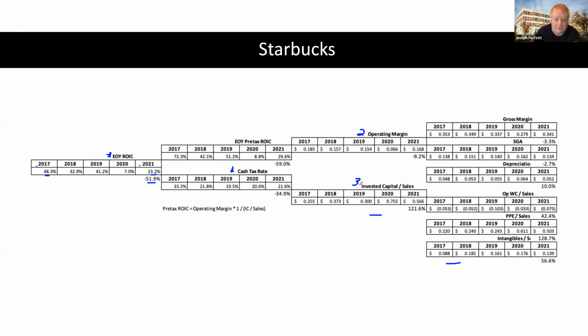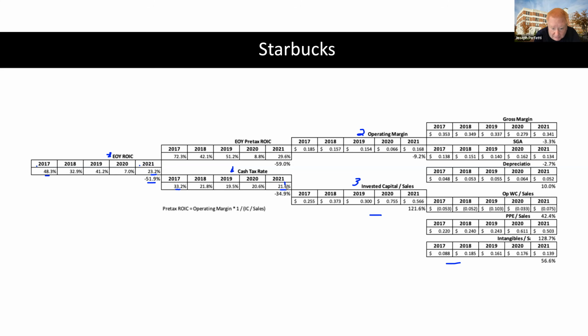So using those 3 numbers, we can explain why that end of year ROIC went from 48.3 to 23.2. Okay. The first one is the tax rate. In 2017, Starbucks' tax rate was 33.2%. In 2021, their tax rate fell to 21.6%.